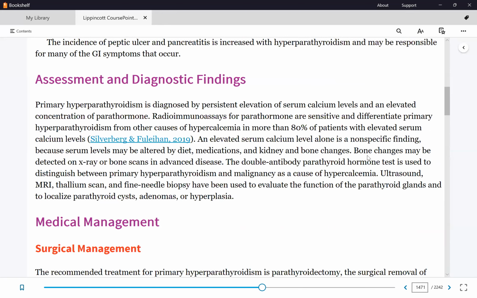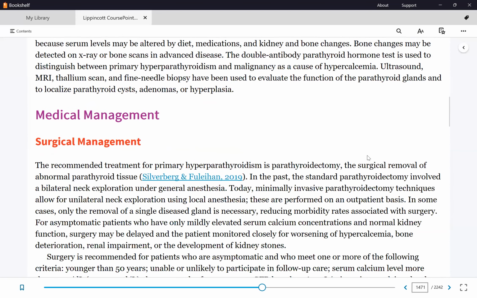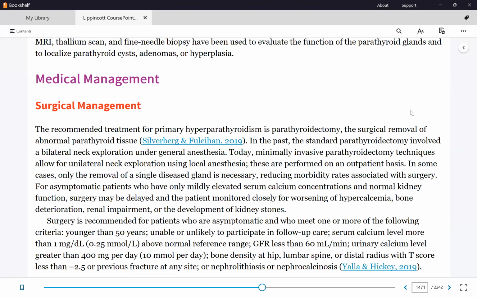And these are the diagnostic tests. Of course, serum calcium levels will be high. Management. So how can we help the patient? If it's a primary hyperparathyroidism, the main treatment is surgical removal.